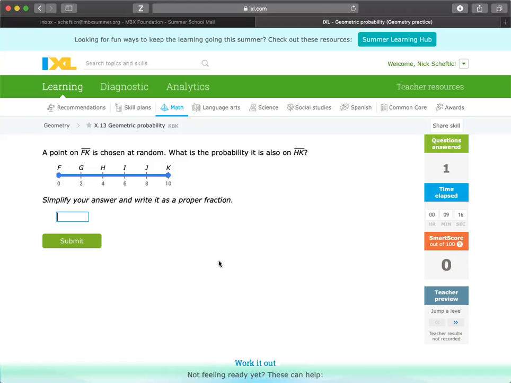All right, guys, it is the last section, X13 of your summer. So looking at geometric probability.